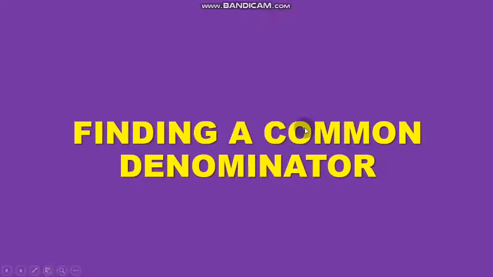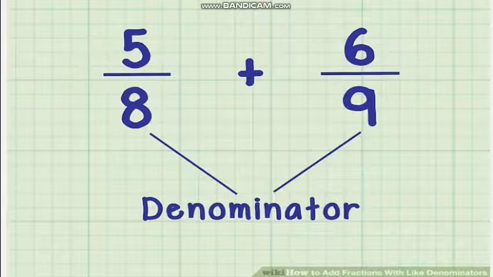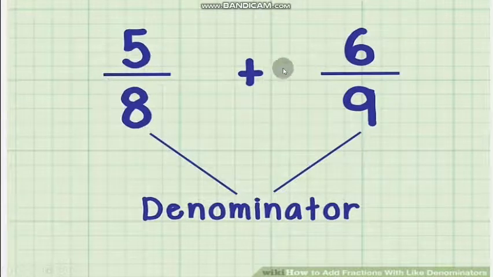Next, we will learn about finding a common denominator. First is locate the denominators. Fractions don't always have the same denominators, and in order to add or subtract those fractions, you must first find a common denominator. To start, locate the denominators in the fractions you're dealing with. For instance, in the equation 5 over 8 plus 6 over 9, the denominators are 8 and 9.